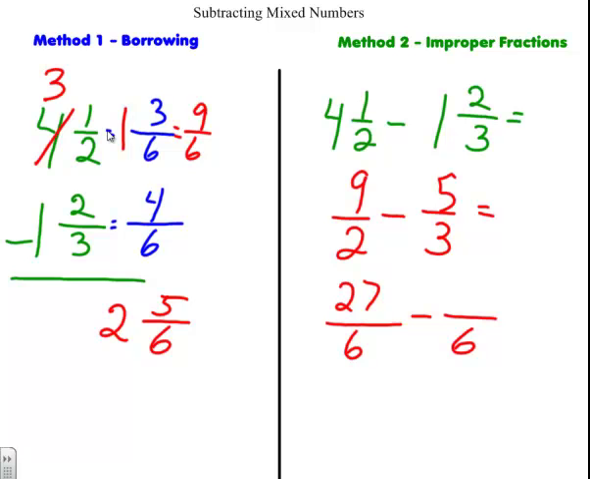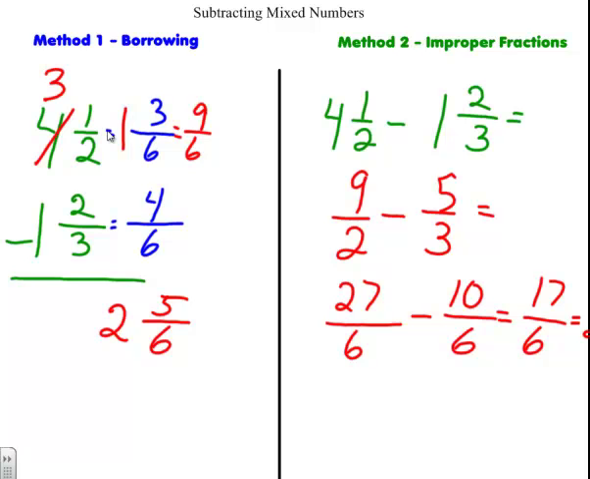Second problem, 5/3 is equal to what over 6? So 3 times 2 is 6. 5 times 2 is 10. 27 minus 10 is 17 over 6. And again, we have an improper fraction. So 6 divided into 17 is 2, with 5 left over.